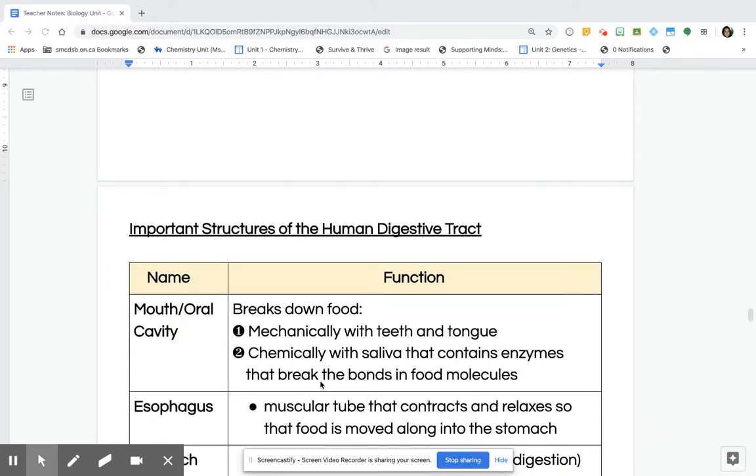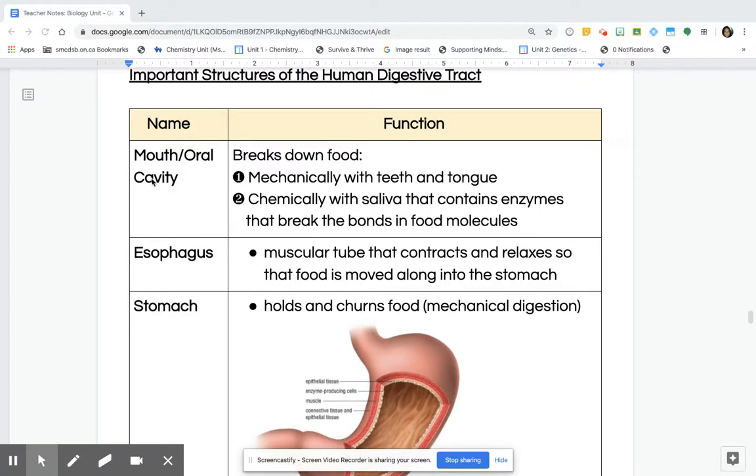So let's take a specific look at some of these. So our mouth or oral cavity is going to break down our food in one of two ways. The first way is mechanically, and whenever we're talking about mechanical breakdown, we're basically saying anything that happens that has nothing to do with chemistry. So here our teeth and our tongue are breaking down our food.